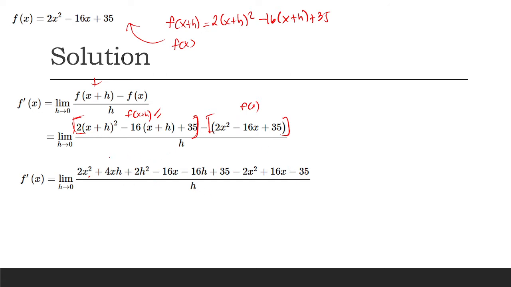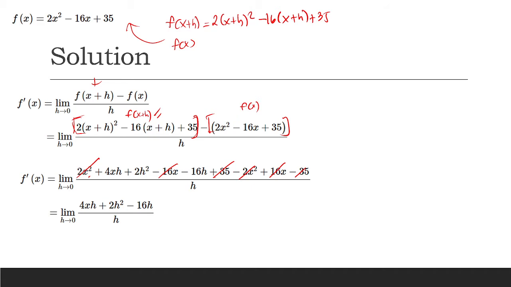Now if we simplify this one, we can remove 2x squared, which cancels with negative 2x squared. We also have negative 16x and positive 16x. We also have 35 and negative 35. So what remains is 4xh plus 2h squared minus 16h, all over h. So this is now our equation.